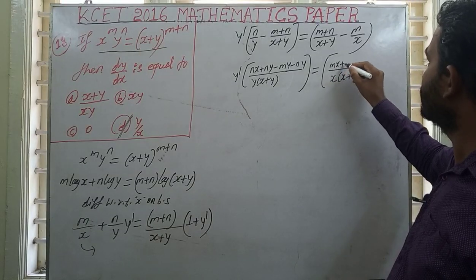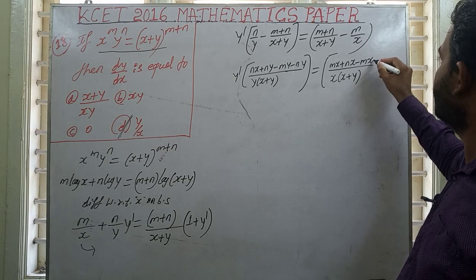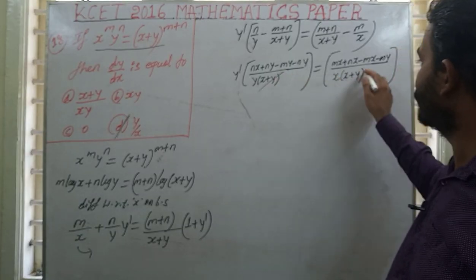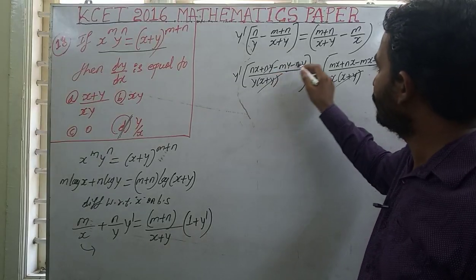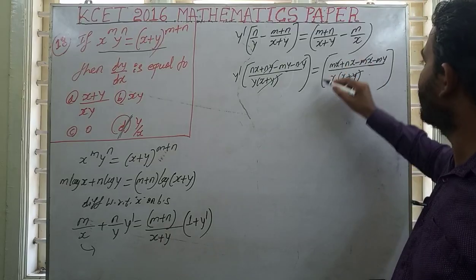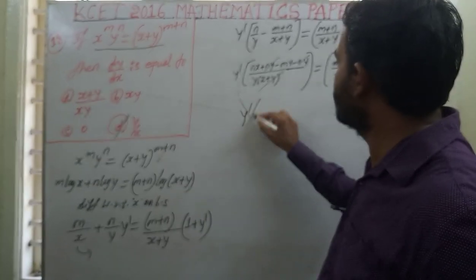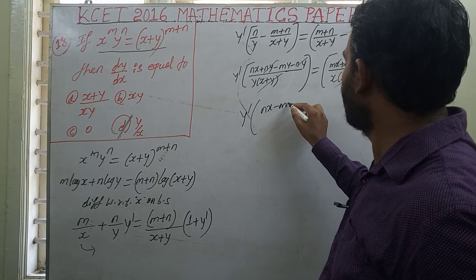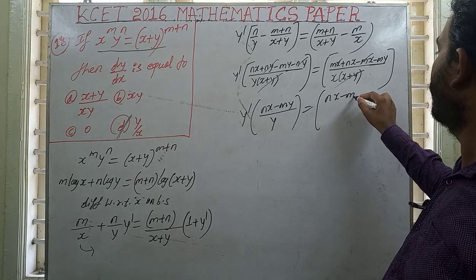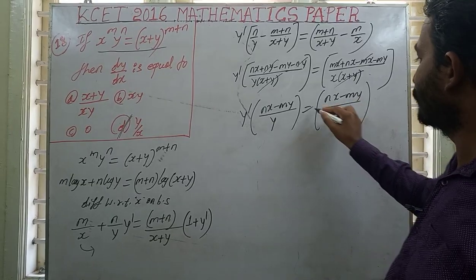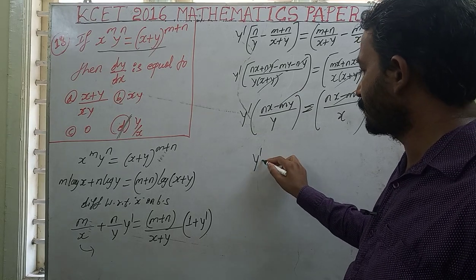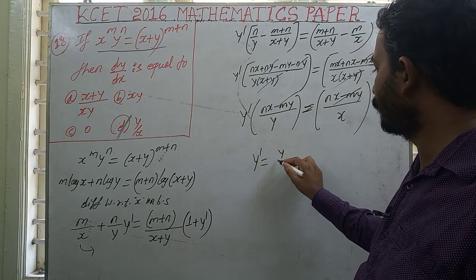Here take LCM x into x plus y, so mx plus nx minus mx minus my. So simplify this. Here x plus y cancels, plus ny minus ny cancels, minus mx plus mx cancels, remaining y dash is equal to nx minus my divided by y is equal to nx minus my divided by x. Once again the numerator is the same, so they cancel each other. Now in the next step it becomes y dash is equal to y divided by x.